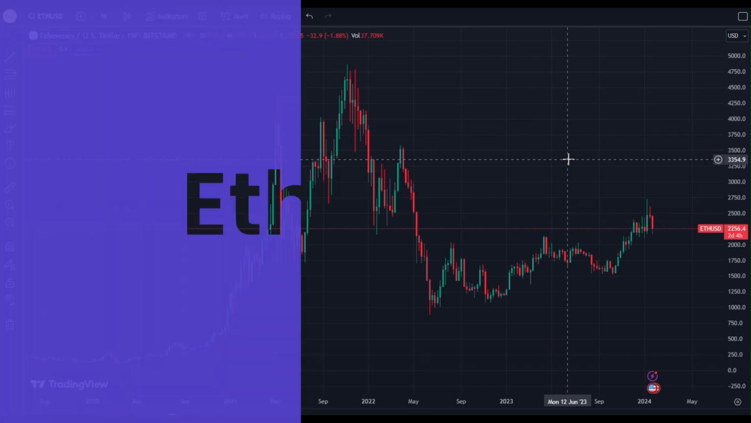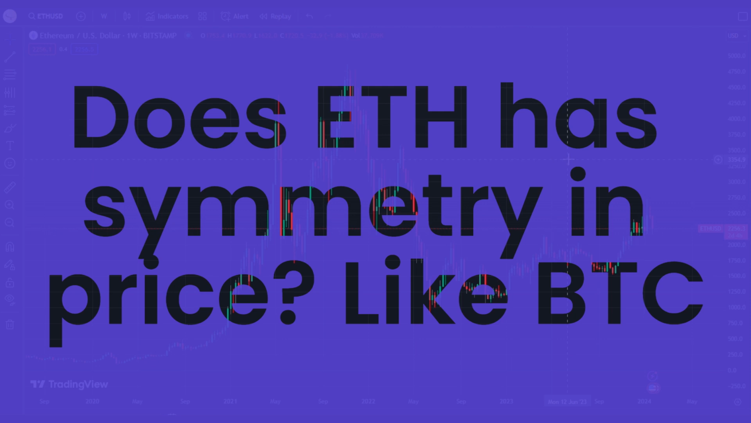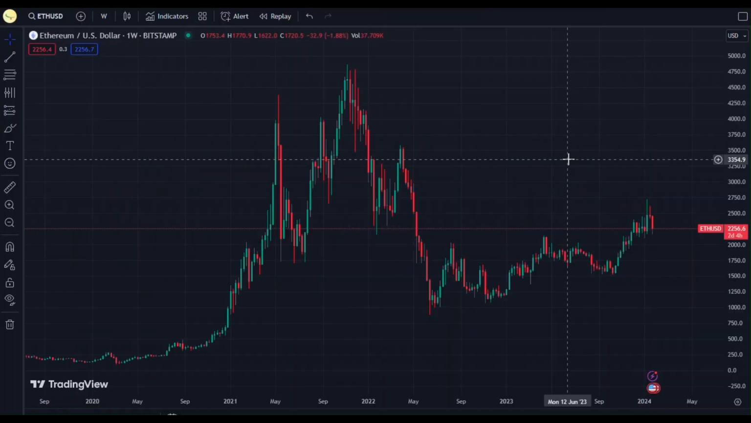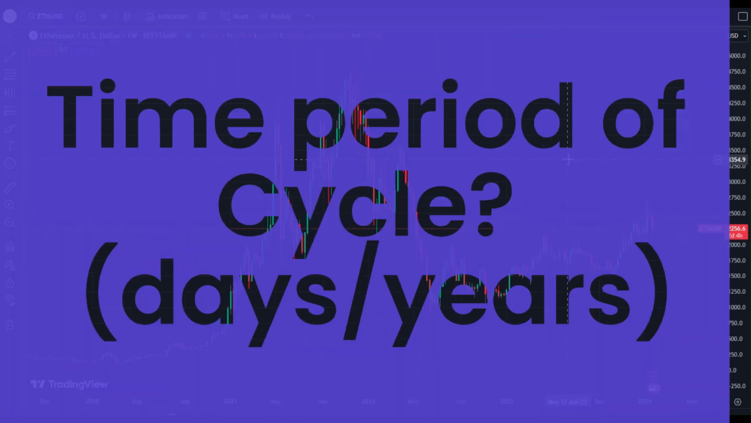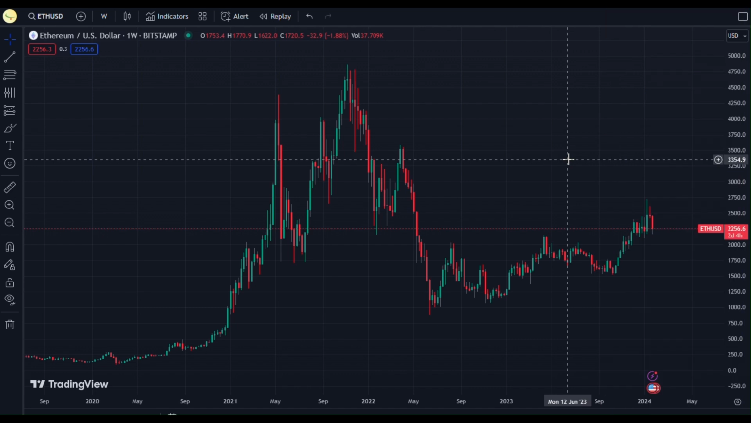This is the price chart of the Ethereum cryptocurrency, and we are going to understand: does Ethereum have symmetry in its price chart like other cryptocurrencies? Does it have a cycle like Bitcoin and the Bitcoin halving cycle, which happens every 4 years? If yes, then what is the time period of the cycle for this cryptocurrency, Ethereum?